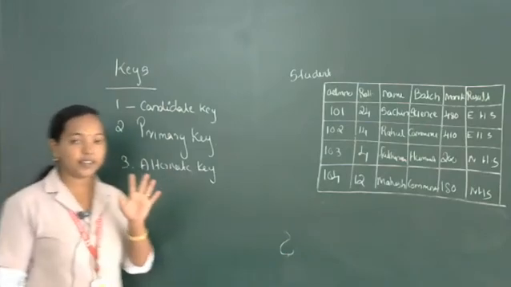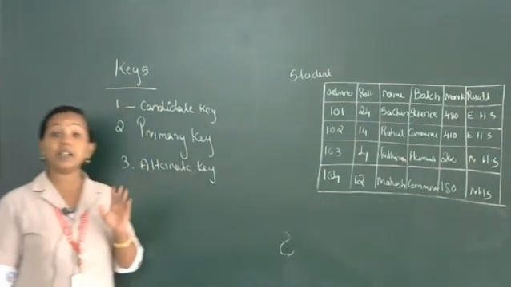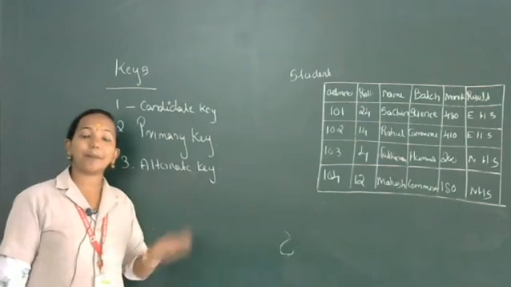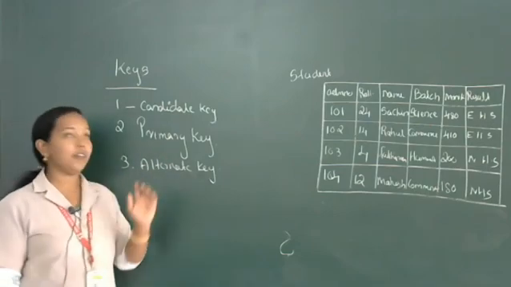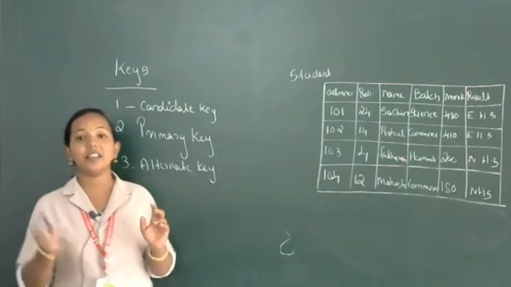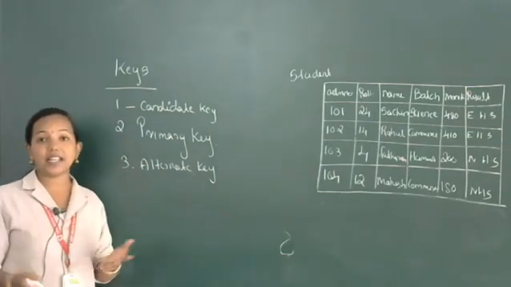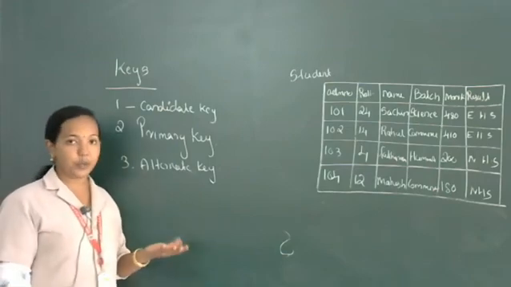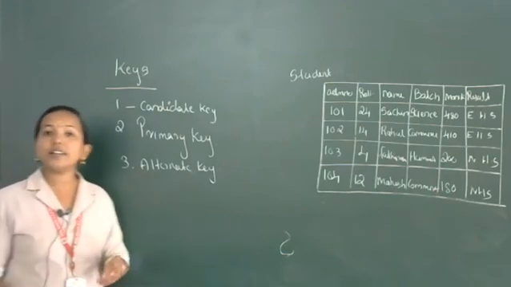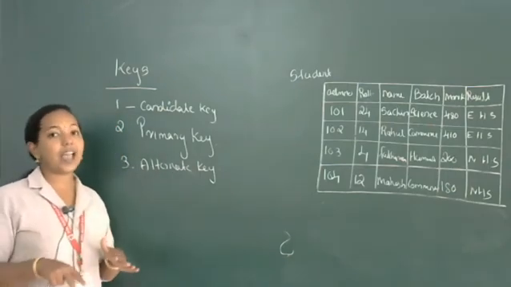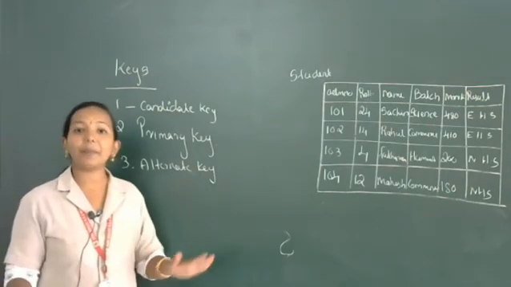What is candidate key? Candidate key is a minimal set of attribute used to identify a row or tuple in a relation. Second one, primary key. Primary key is one of the candidate key used as a unique identifier, and it may be one or more attribute. Then third one, alternate key. What is the speciality of alternate key? It is a candidate key, but it is not a primary key.